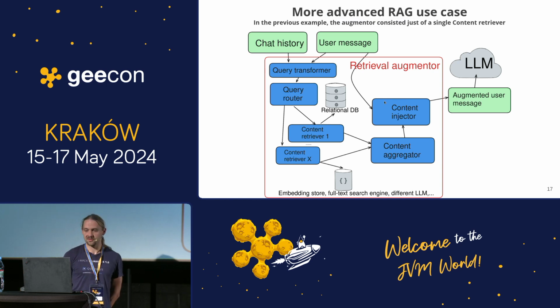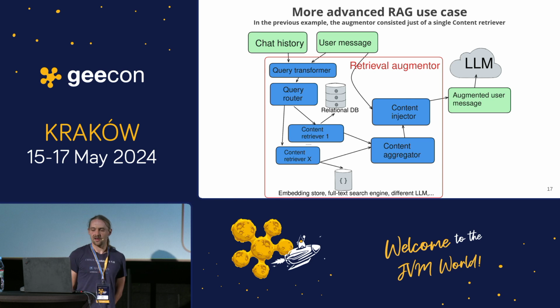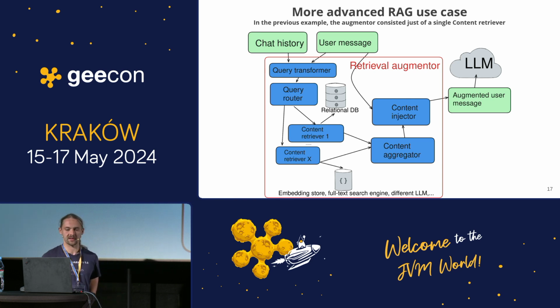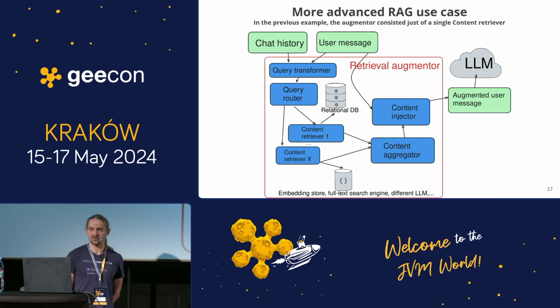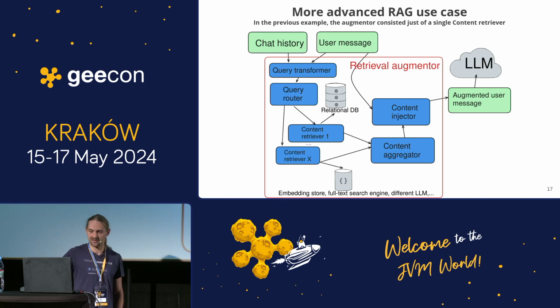For now we used embeddings, and that was the most basic approach to retrieval. There are more advanced use cases. We just used an embedding store content retriever that retrieved the embeddings from an embedding store. But it can get more complicated. You can use a query transformer that reformulates the query to extract a more precise question and remove unnecessary context and stuff like that. I will show that in a minute.